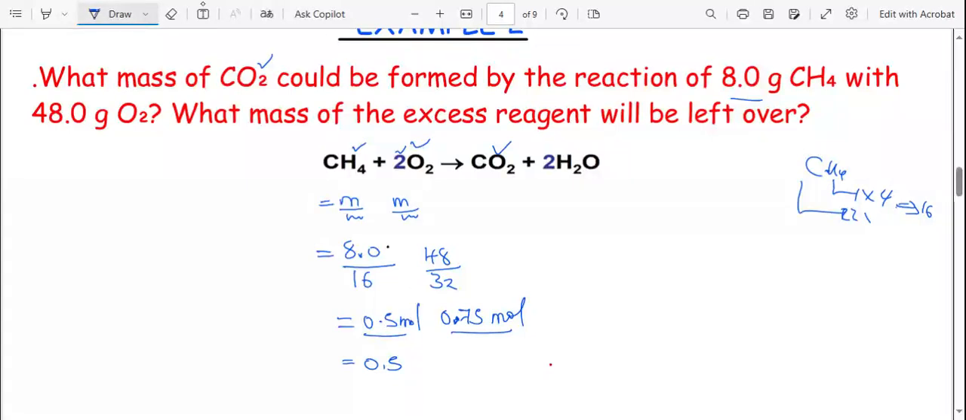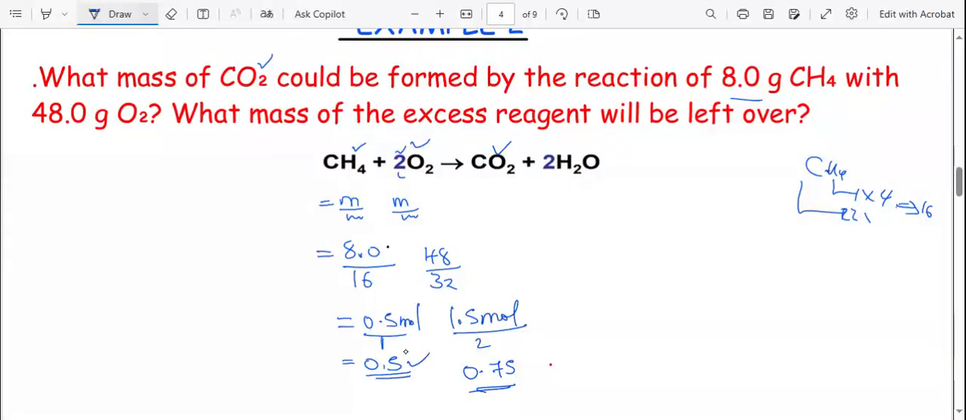I've really made a mistake here. When you divide this one, it should be 1 point something. So when you divide 48 by 32, that will give you 1.5. Okay. Then 1.5 moles is the one you're getting. Then we divide throughout by the coefficient, which is 2. Here we divide by 1. So when we divide by 2, that will give you 0.75.